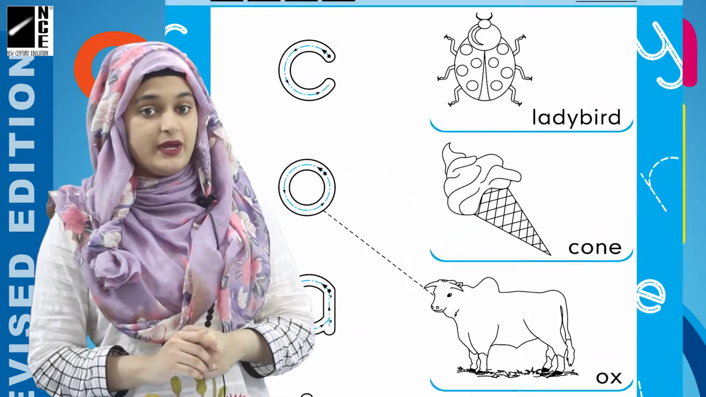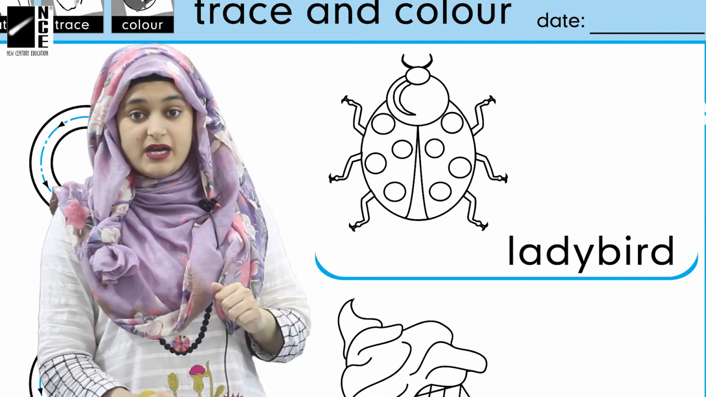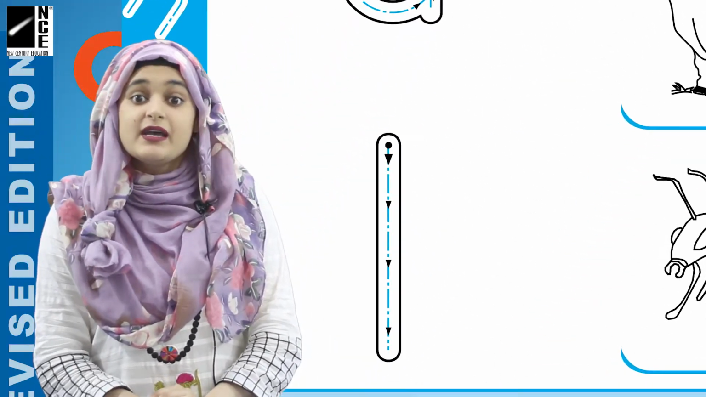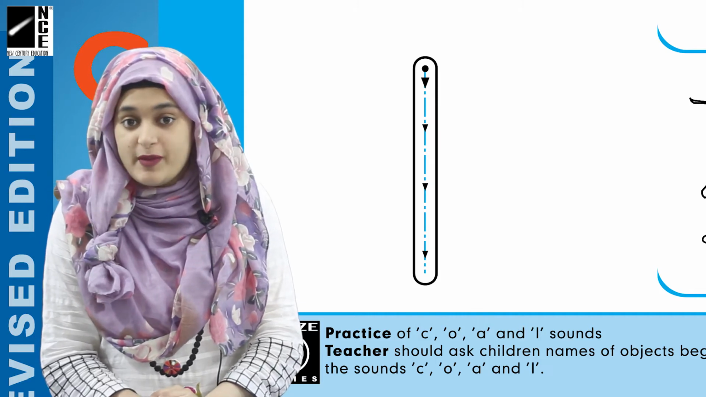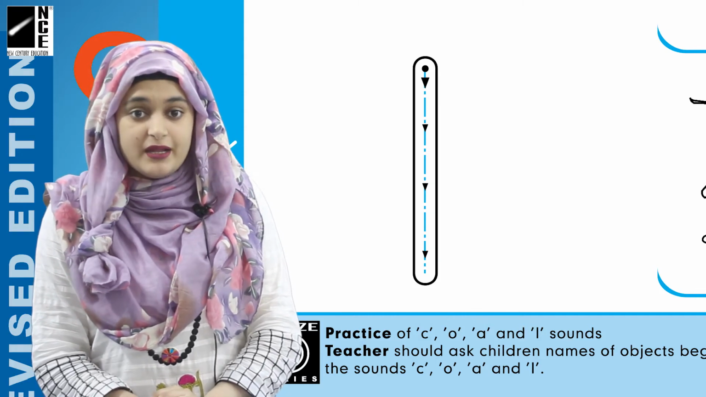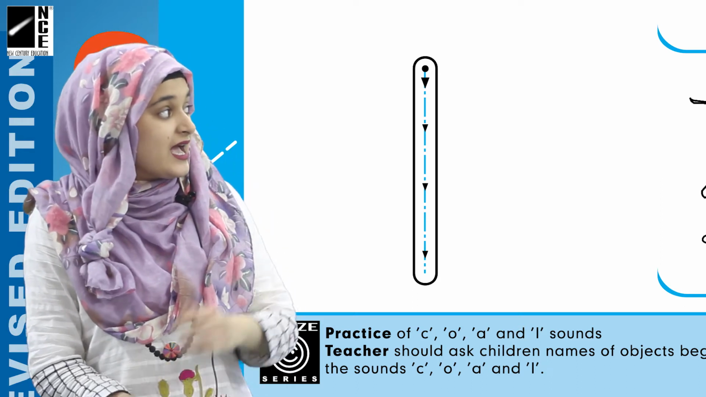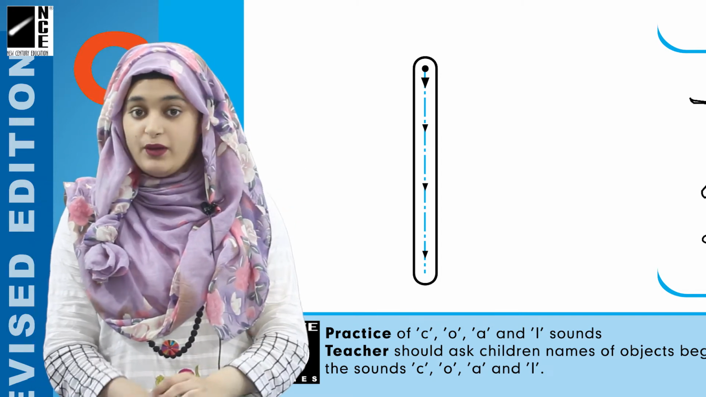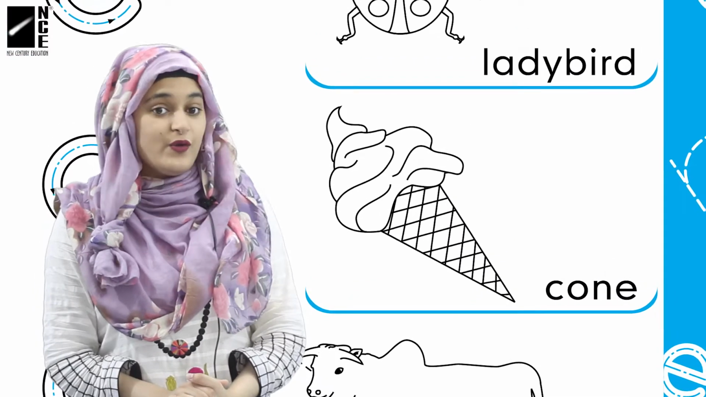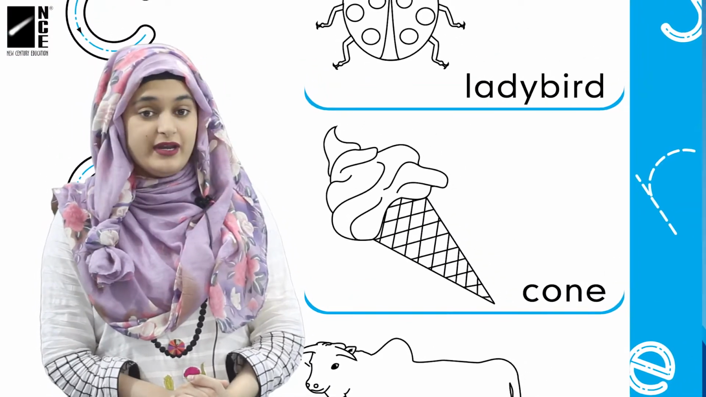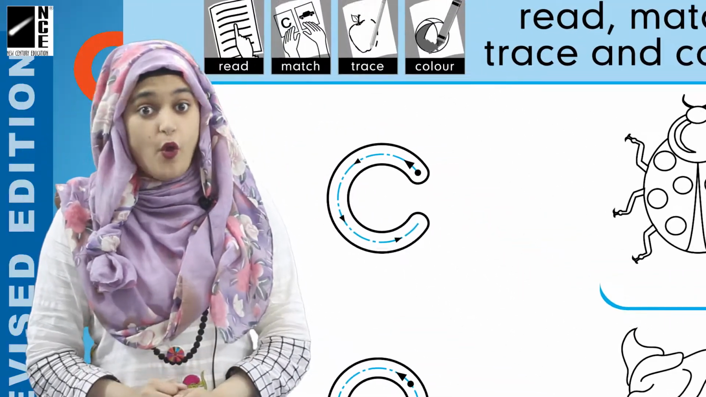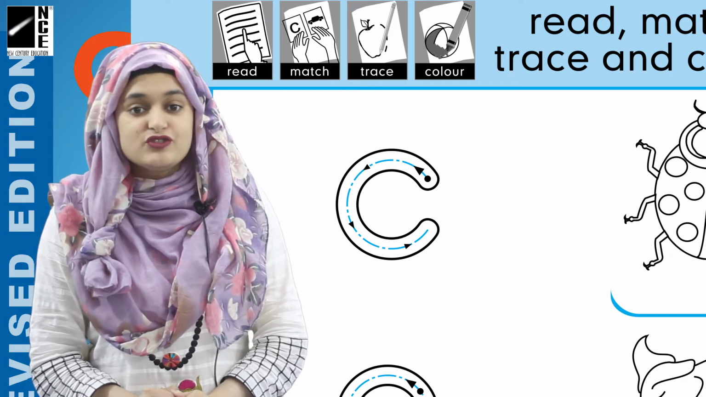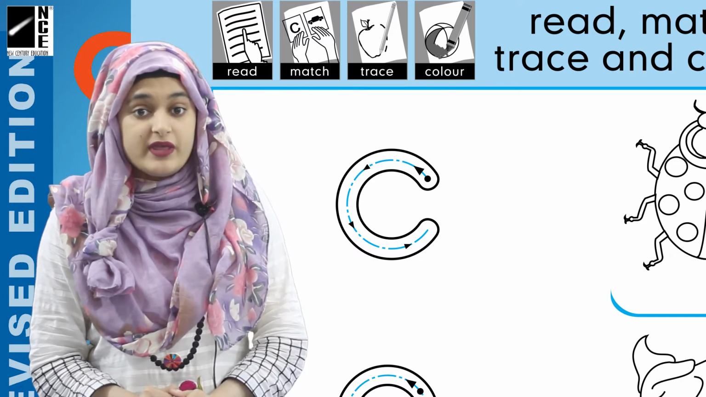So the first one we have is a ladybird. And what could be the beginning sound of ladybird? I. So we have to match ladybird with I. And I is here. So match ladybird with I. Then we have cone. And what is the beginning sound of cone? It is K. So we have to match cone with K.